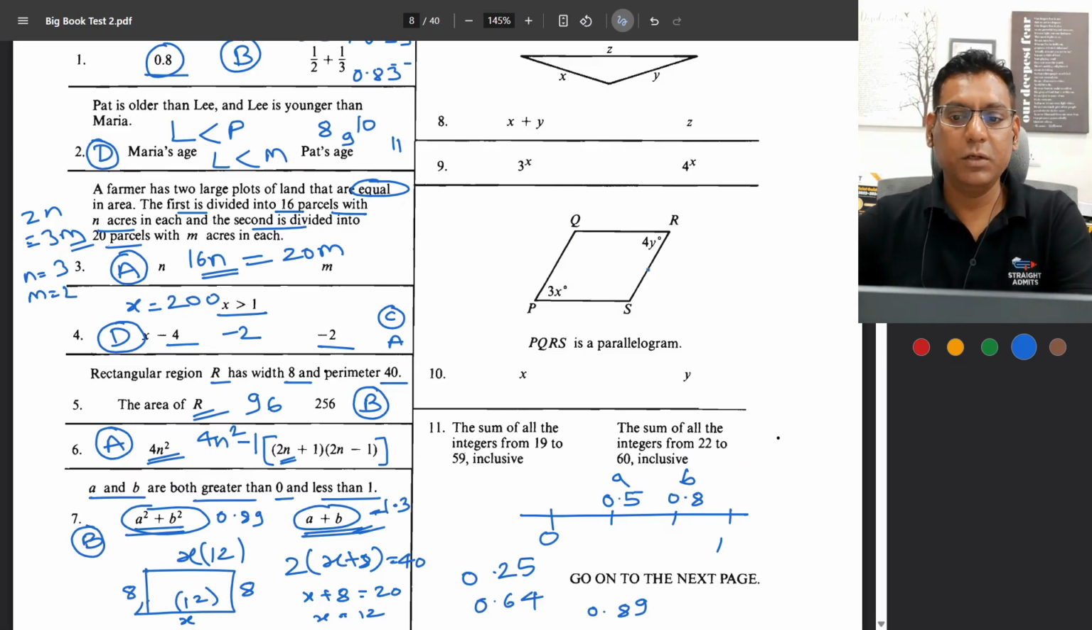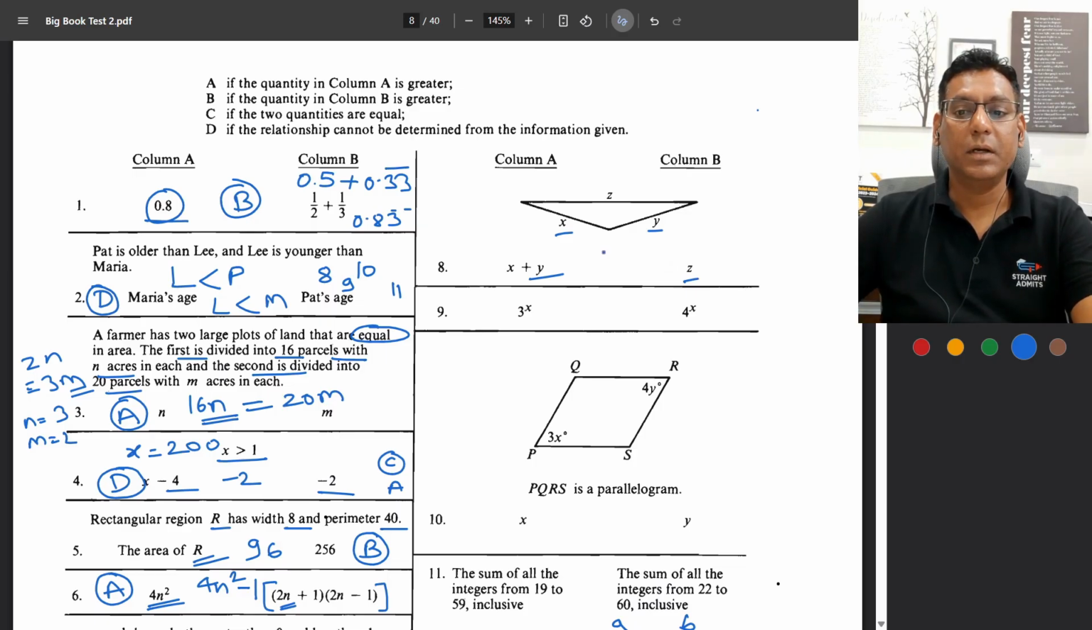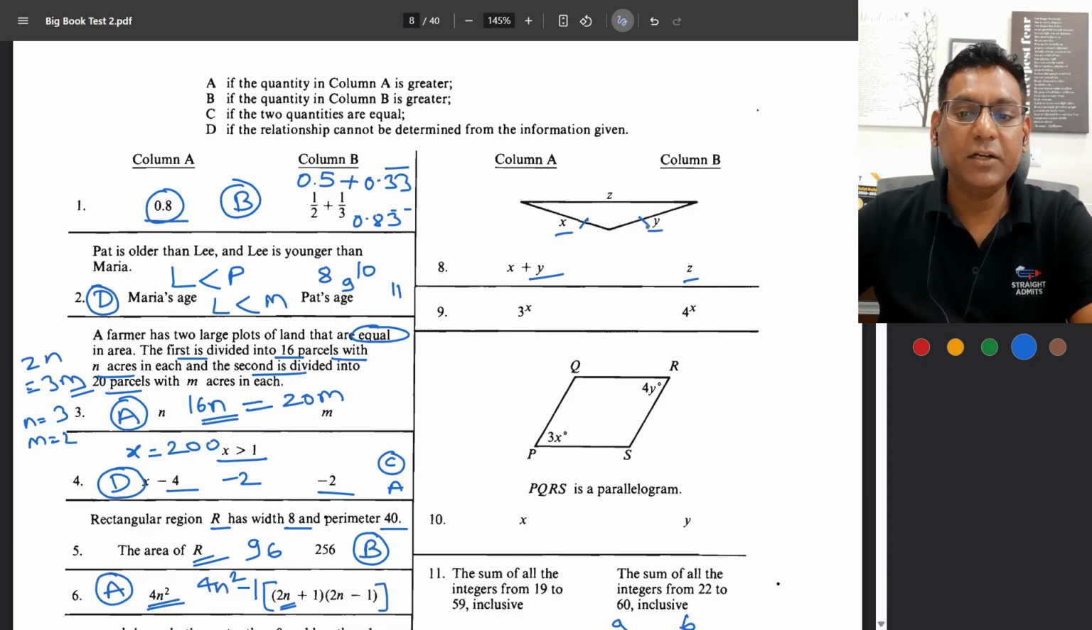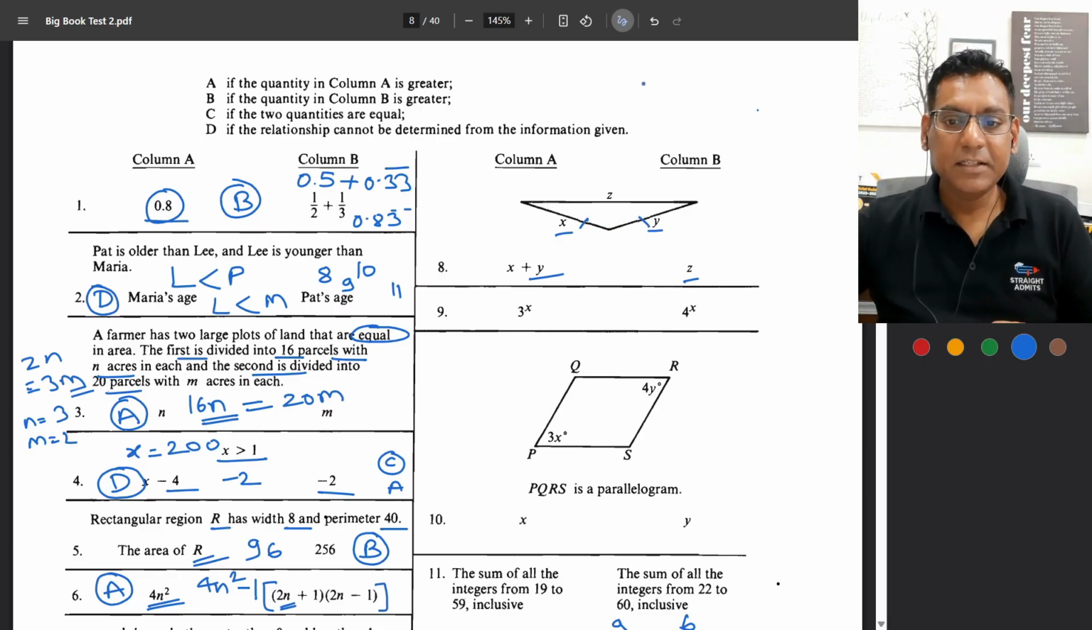Okay, let's move on. Question number 8. X plus y, and z. Now, a rather standard property of a triangle: the sum of any two sides is always greater than the third side, right? Let's understand this intuitively. Why?